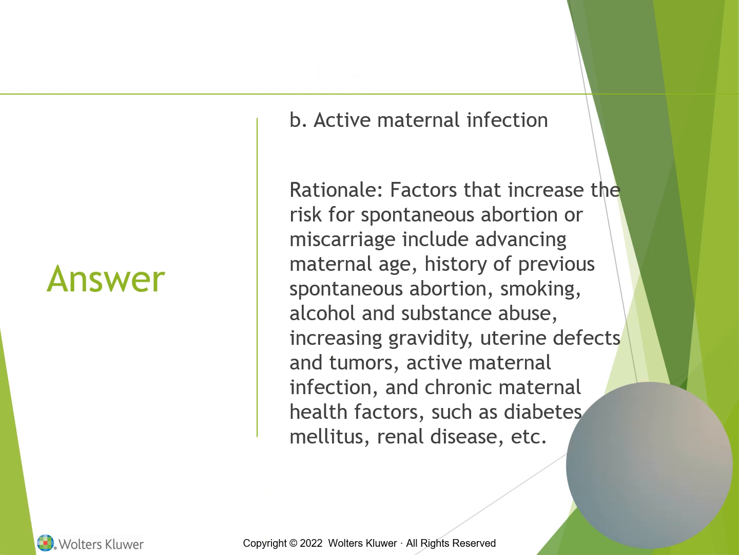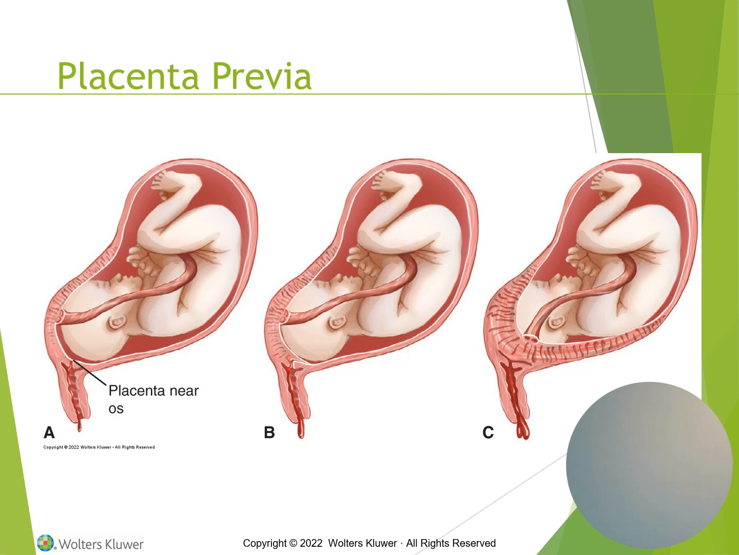And that is the active maternal infection. The next complication is placenta previa, where the placenta is implanted close to or over the cervical os, in other words, the cervical opening. As the pregnancy progresses, blood vessels in the placenta can start to rupture, and it causes painless bleeding. And that's important for you to remember, is painless bleeding.